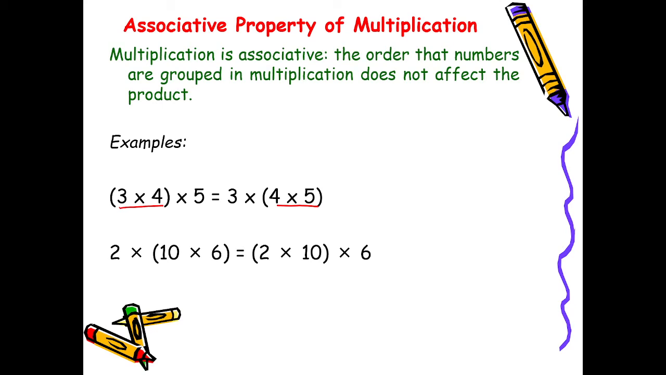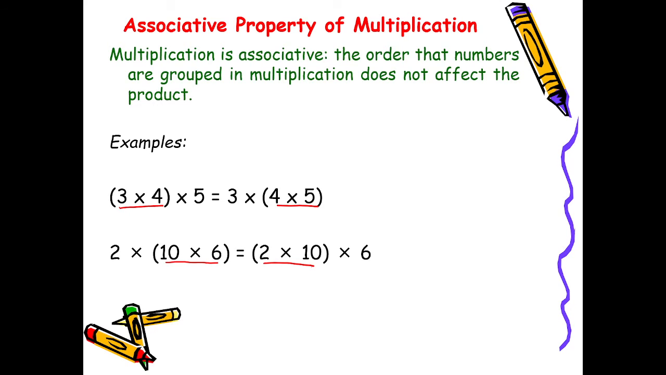The same goes for this one, 2 times 10 times 6. The grouping is over here, and on the other side, the grouping is 2 times 10. The same product again. So we now have 4 properties: commutative of addition, commutative of multiplication, associative of addition, and associative of multiplication.